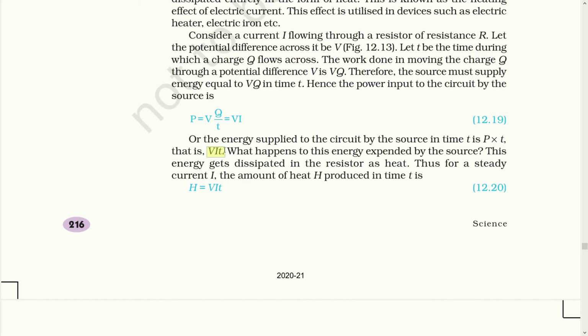We have to note the amount of time the appliance is used. What happens to this energy expended by the source? This energy gets dissipated in the resistor as heat. So this energy is nothing else than the loss from that appliance. The heat energy produced by the appliance is the dissipated heat from the appliance that we utilize. Thus, for a steady current I, the amount of heat produced in time t is H is equal to V into I into t.